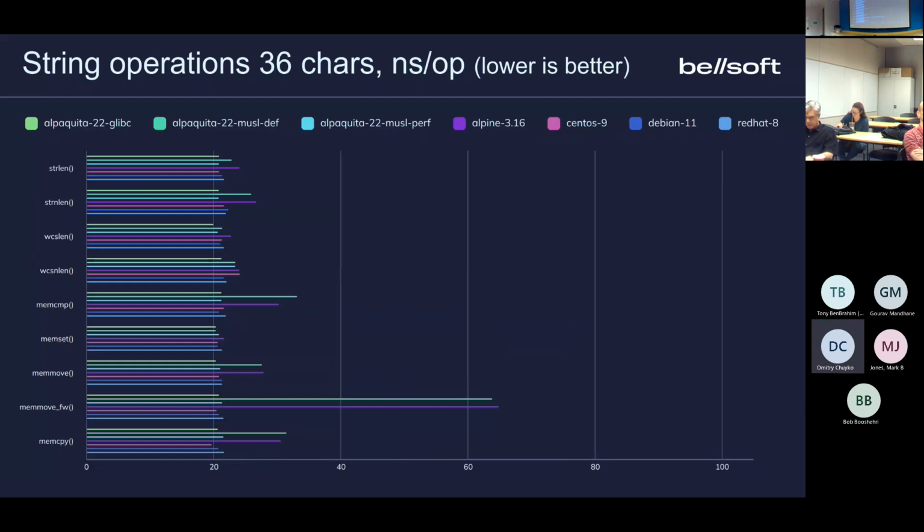Another scenario is working with strings. It's one of the most common types of operations existing at all. But the typical length of a string can be different. So here you see that for relatively short strings, using musl-perf helps, again, to have performance comparable to the best glibc implementations, or we can even perform better. So in some cases, like memcmp, Alpine with musl-perf just shows the best performance.